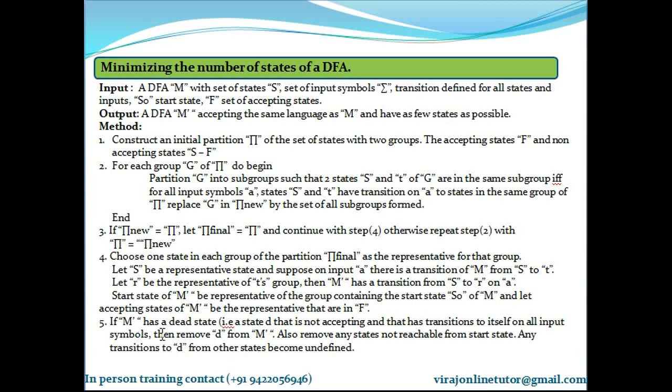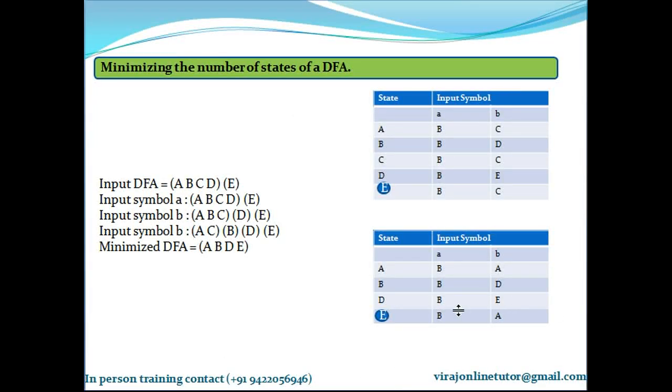Finally, he is saying if there is a dead state. What is a dead state? A dead state is a state which goes to itself and which is not a final state. So after you draw this particular DFA, if you find any state which goes to itself on all the input symbols, I'll give you an example. Suppose A on input symbol small a goes to A, and A on input symbol small b again goes to A. If a state on all the input symbols goes to itself and it is not a final state, then that state becomes a dead state.